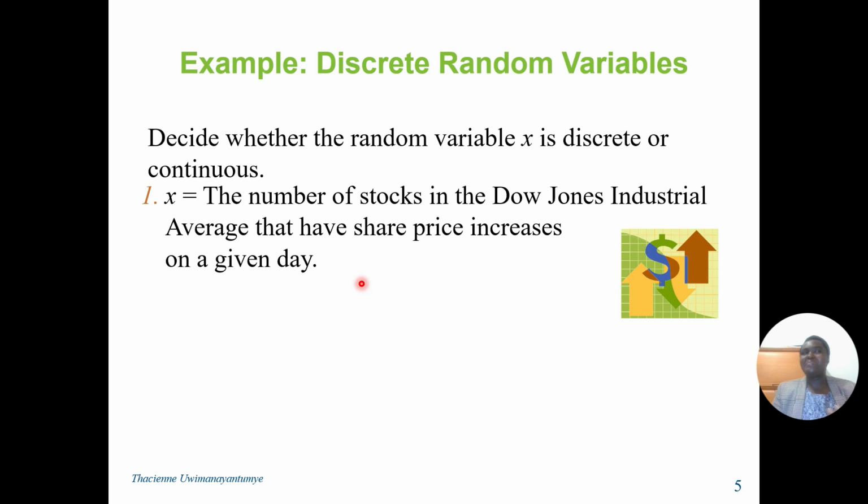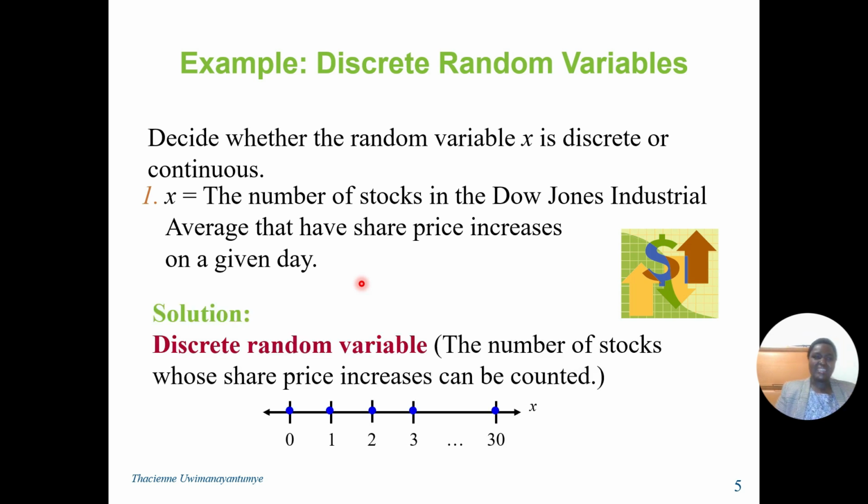If we can count them and list them out, let's say they are 5 or 10 or 100 stocks, then it will be a discrete random variable. But if not, it is not a discrete random variable. Write in the comment, is it discrete or not?